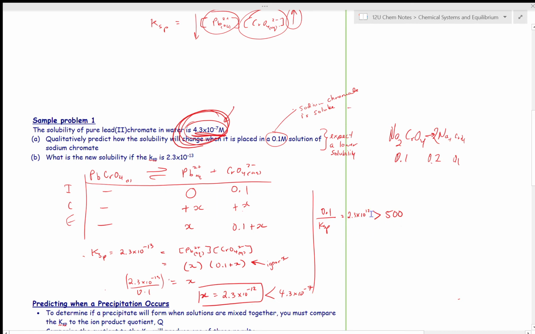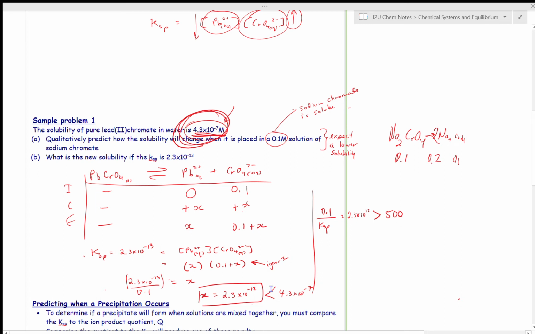Because this number is enormous in comparison to 500, this number for x is going to be really tiny. So we can just ignore x and assume it's 0.1 in the brackets. So x times 0.1 becomes 0.1x. I take that 0.1, divide the KSP on the other side, and I produce an x value of 2.3 times 10 to the minus 12. That is a very, very tiny number.